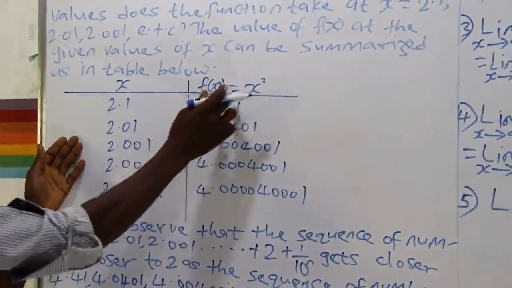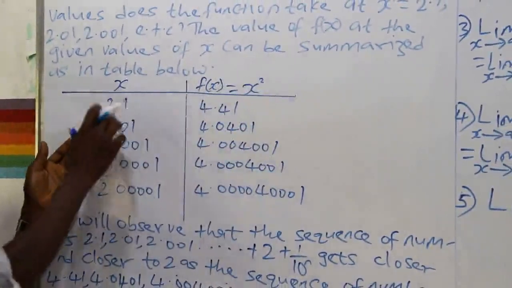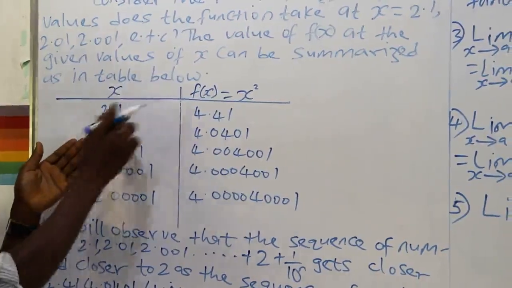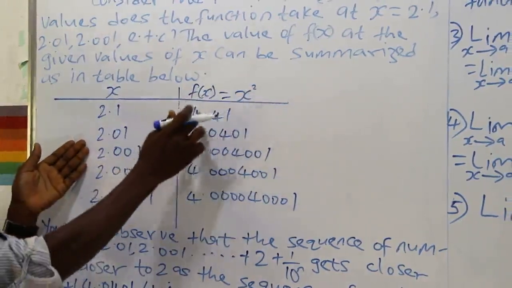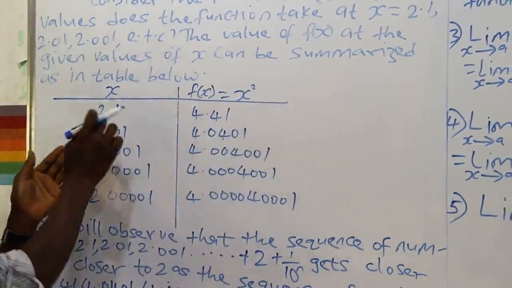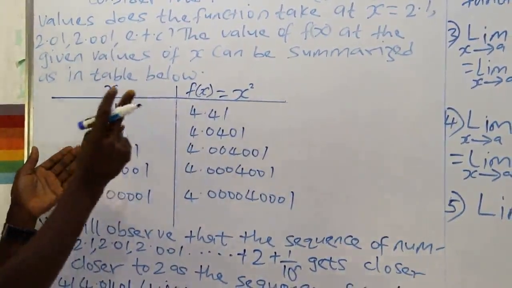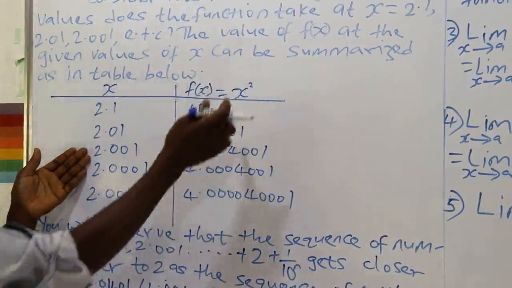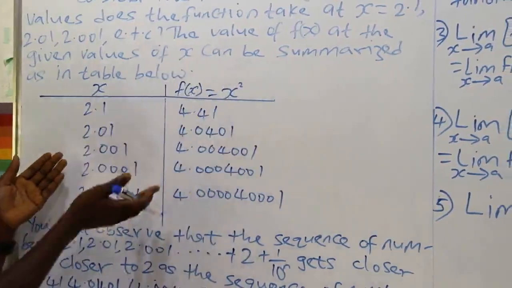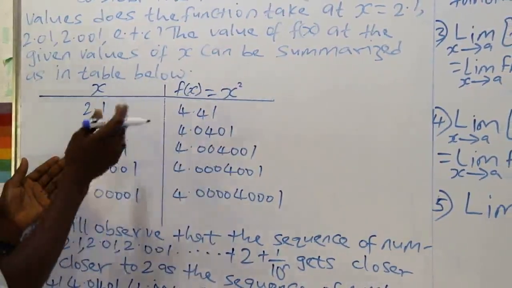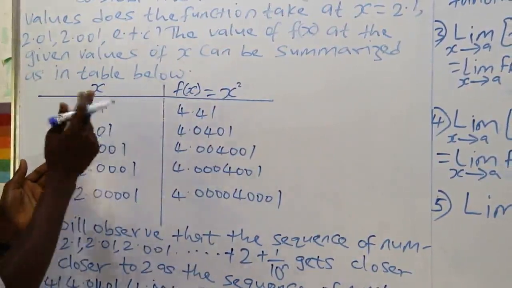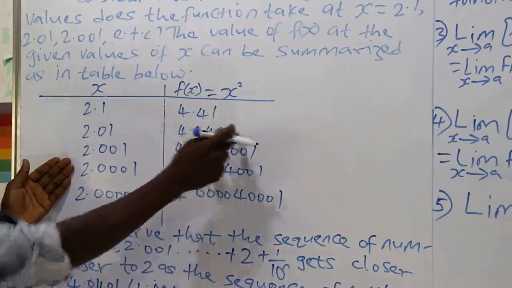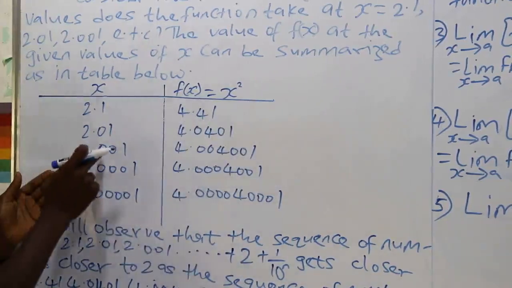Our f of x is equal to what? x squared. The first value there is 2.1. When our x is 2.1, our x squared is what? 4.41. It just means that we multiply 2.1 in two places. The other one is 2.01. If you multiply 2.01 in two places, it will give us 4.0401.